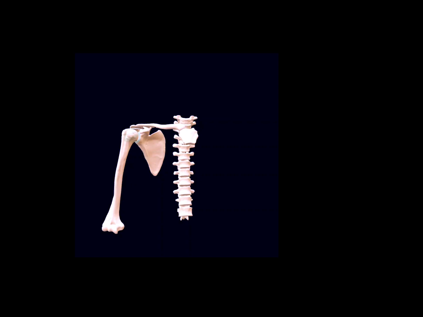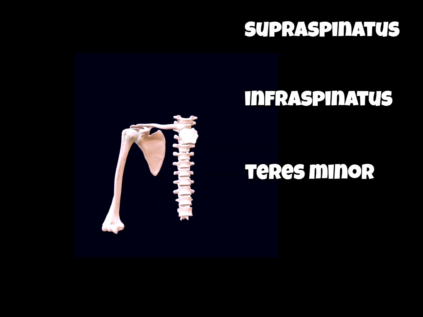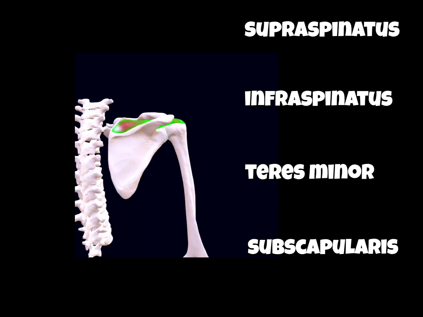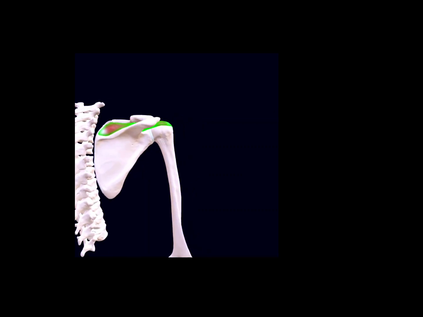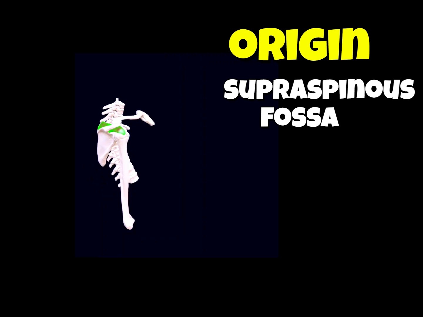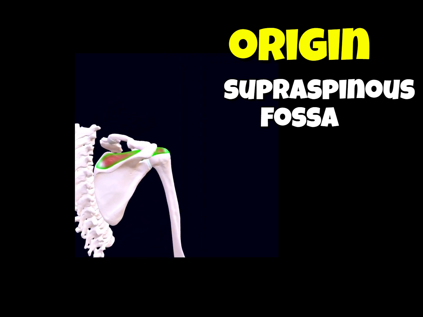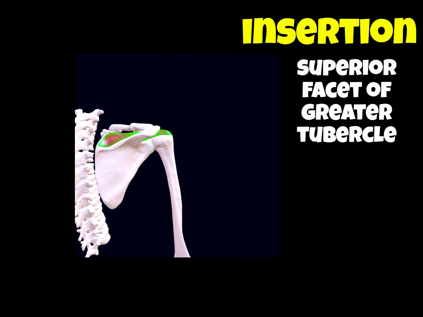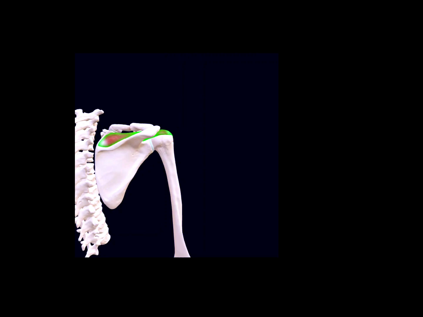Finally, coming on to the deeper muscles, which are your rotator cuff muscles. They play a vital role in dynamic stabilization, and they are your supraspinatus, infraspinatus, teres minor, and subscapularis, which is remembered by the mnemonic SITS. So the supraspinatus muscle takes origin from the supraspinous fossa and inserts onto the superior facet of the greater tubercle, supplied by the suprascapular nerve, and initiates abduction, which is your 0 to 15 degrees.